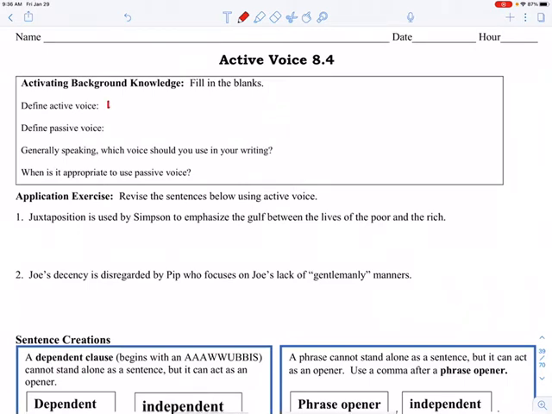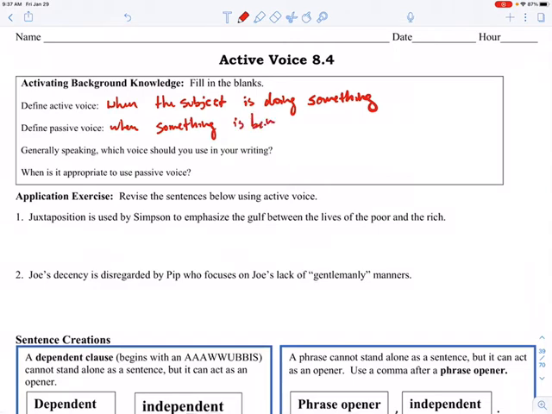Active voice. When the subject is doing something. Passive voice. When something is being done to the subject.